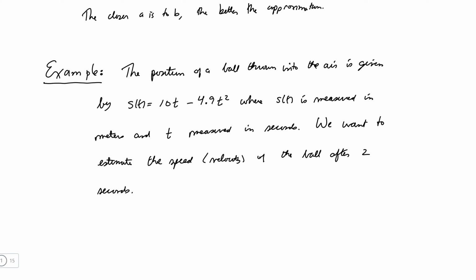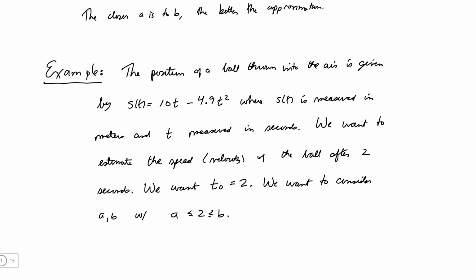So that's our goal. We throw the ball up in the air, we have this position function given by S of t, and we want to estimate the speed of the ball after 2 seconds. So from our above setup, we want t0 to be equal to 2. That means we want to consider a and b with a less than or equal to 2, less than or equal to b.